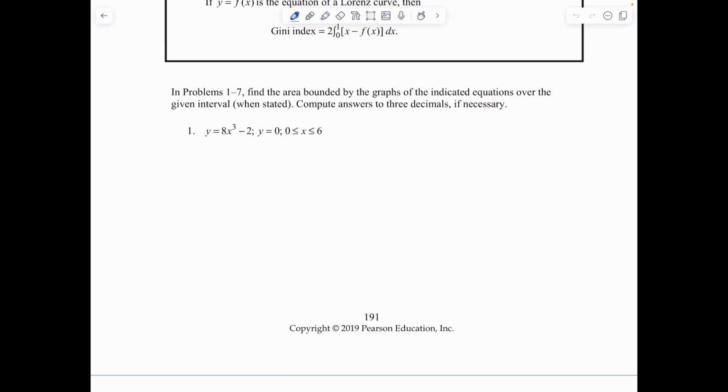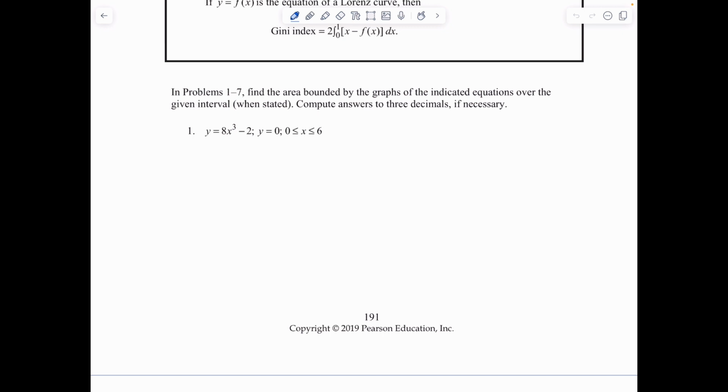In problems 1 through 7, find the area bounded by the graphs of the indicated equations over the given interval. Compute answers to 3 decimals if necessary. Okay, we have y equals 8x cubed minus 2, y equals 0, and our interval is between 0 and 6.